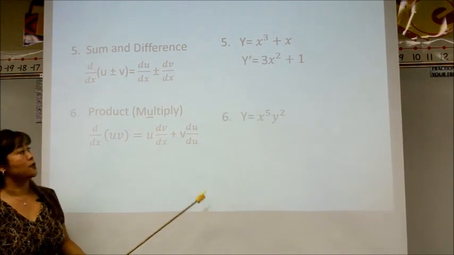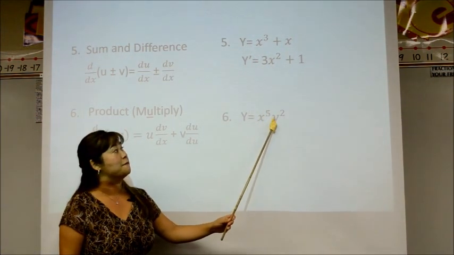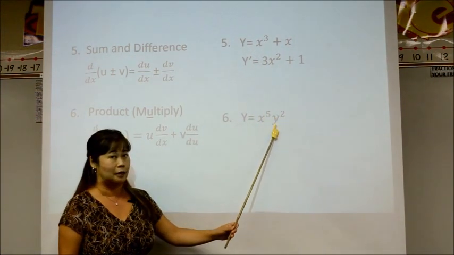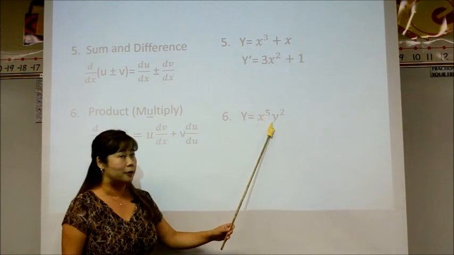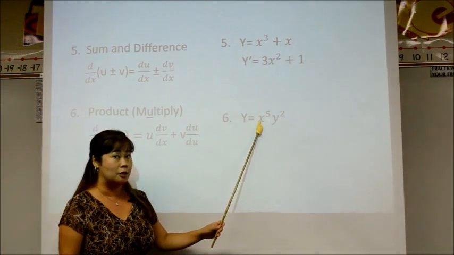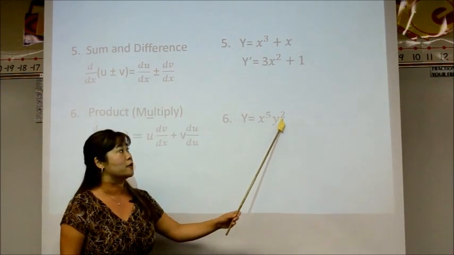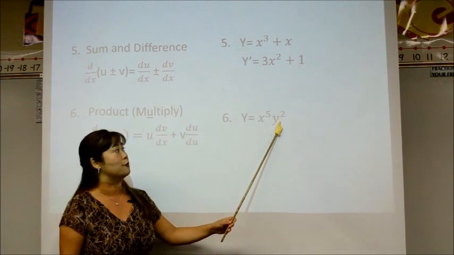Okay? So here's an example. This is my u right here, x to the fifth, and my v would be then y to the second power. So again, this is multiplication or quotient. So we're going to copy the u first, which is x to the fifth. We're going to copy that, and we're only going to take the derivative of y squared, right? So that's going to give what?